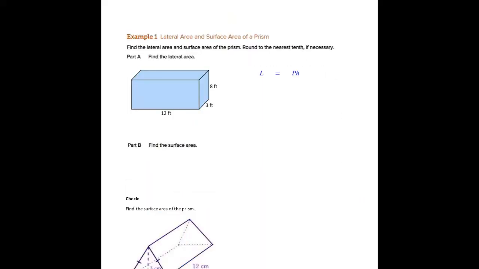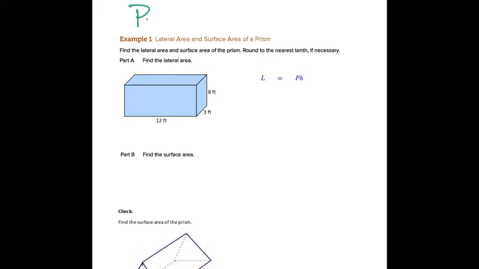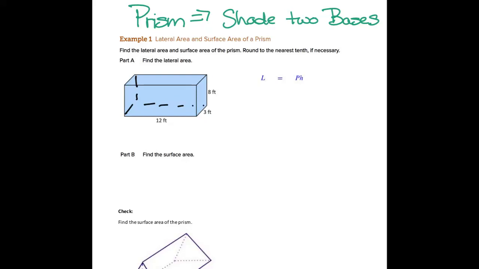Let's get to some actual examples. So, first thing, if you have a prism which stands upright, I want you to shade your two capital B bases. First of all, I am going to make this three-dimensional, so you can see this has a back side. And I want you to shade in the top and the bottom because they are both opposite each other and they both have the same shape.